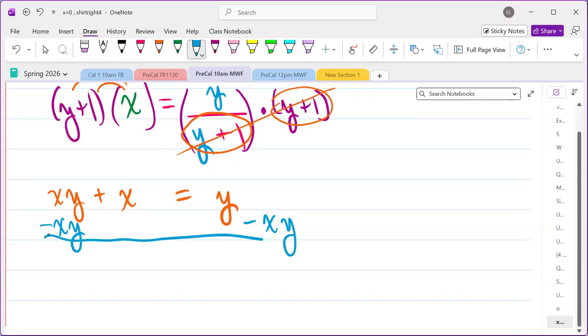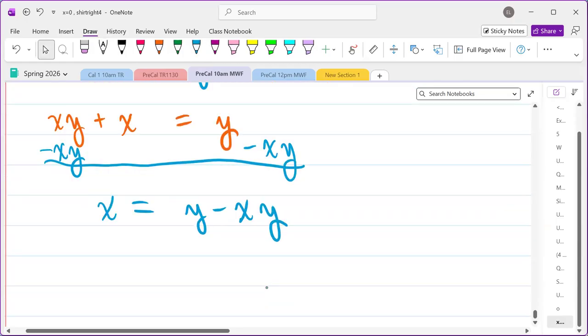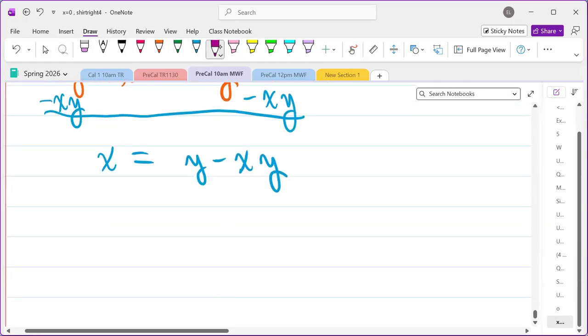Now, if you prefer to keep your y's on the left, you can minus the y and minus the x, like trade out the two terms. I just do it this way because it's a little less steps. So now I have x equals y minus xy. Now, both of these terms, I put them on the same side because they both have a y.